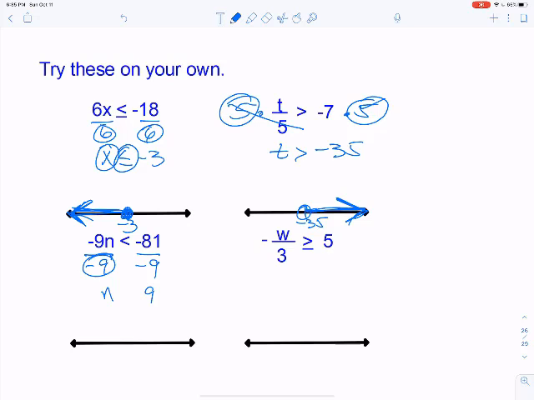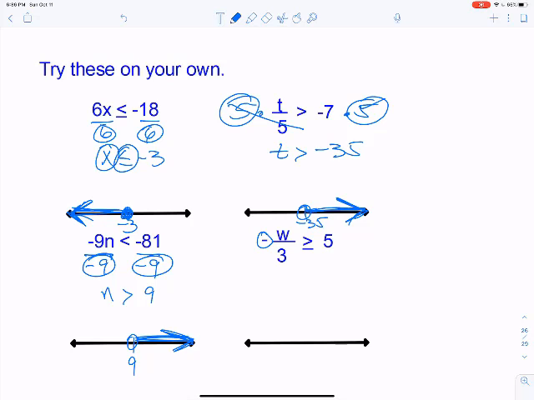But I did divide by a negative number, so what's that going to do to my inequality? It's going to flip it. Okay, so that means I need an open circle on 9, and I'm going to shade to the right. And if you were to check that, a value greater than 9, we'll try 10. Negative 9 times 10 gives me negative 90. Is negative 90 less than negative 81? Yes, it is.